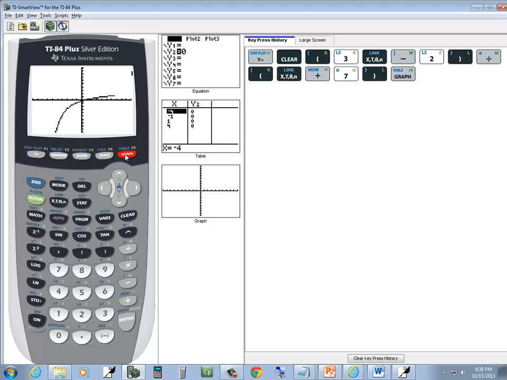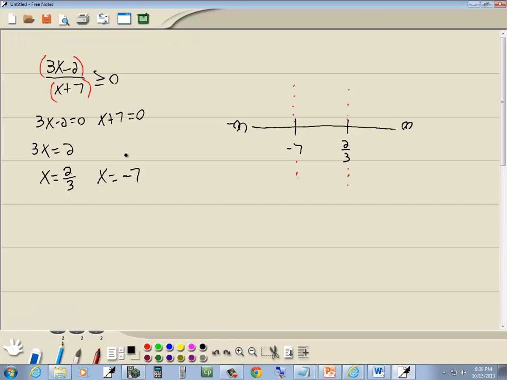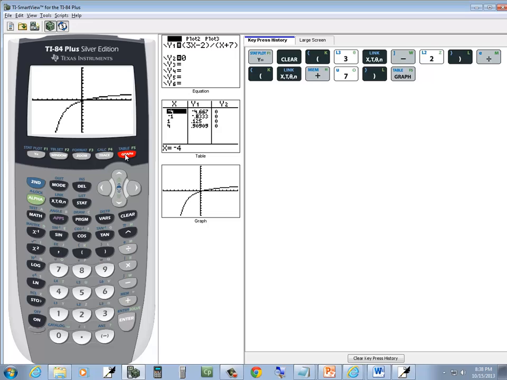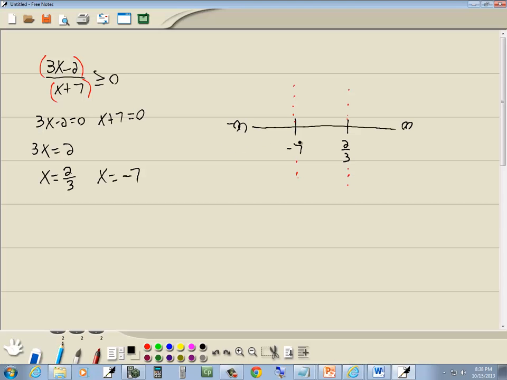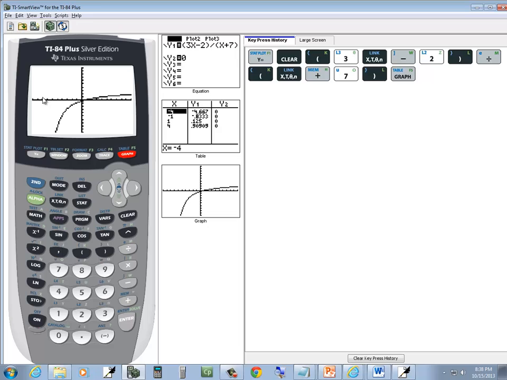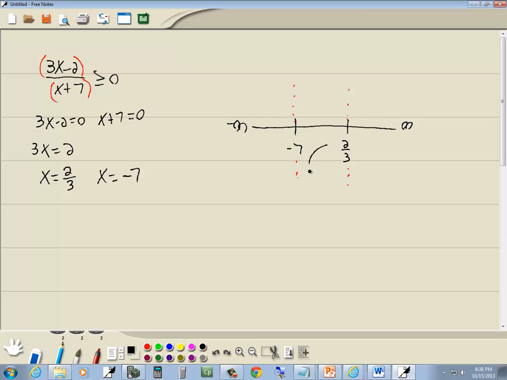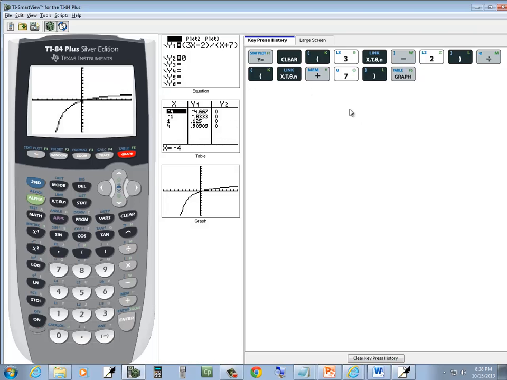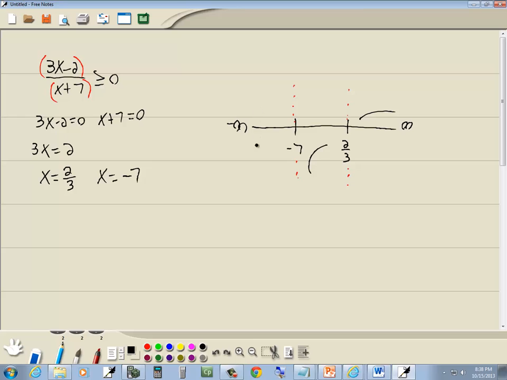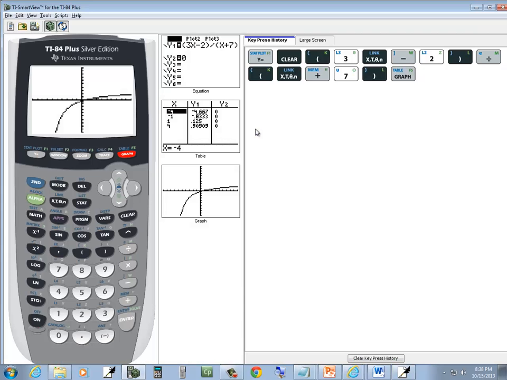All we really care about is above and below. Did I type that in right? I guess I did. Can't see all of the graph with your standard display. That's interesting. Okay. Well, anyway, between negative 7, which is right here, and 2/3, which is somewhere right here, it's below. Now over here, I see it's above. Big question is, what in the world is it doing over here?